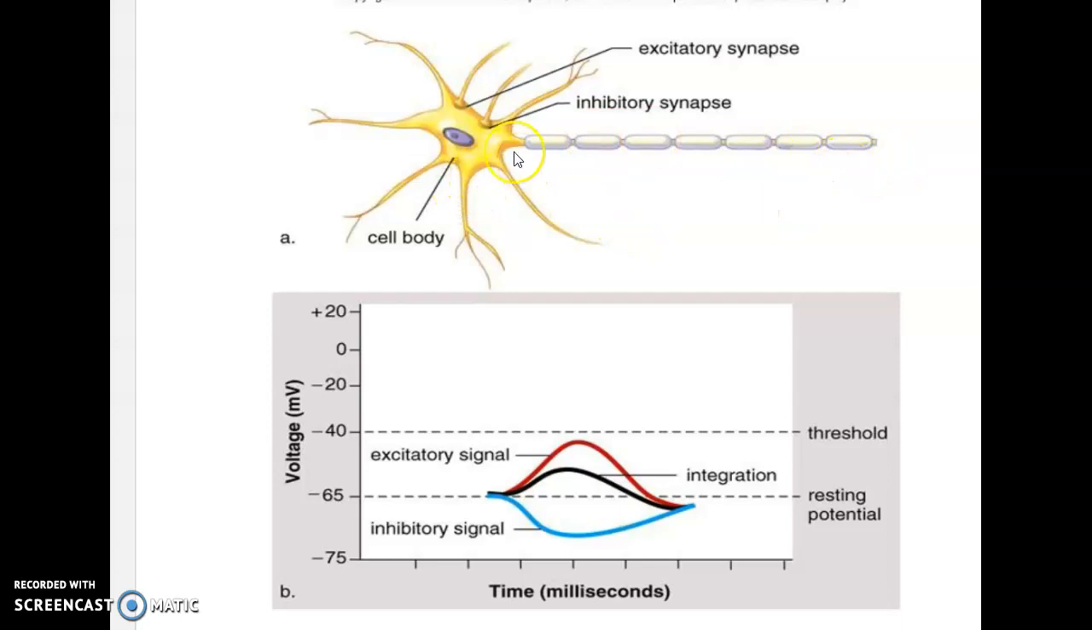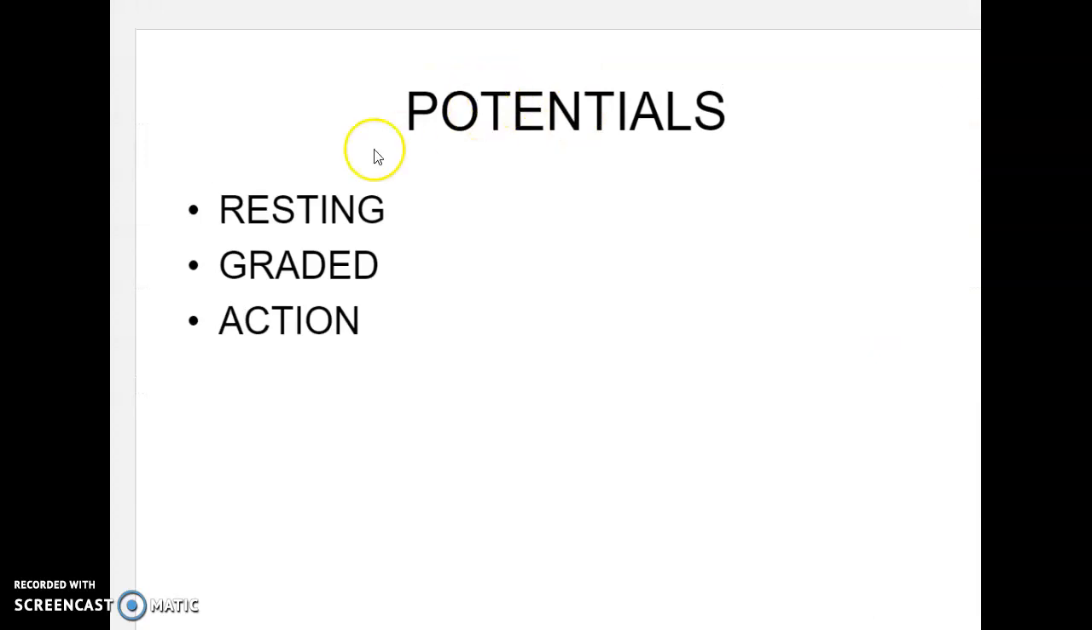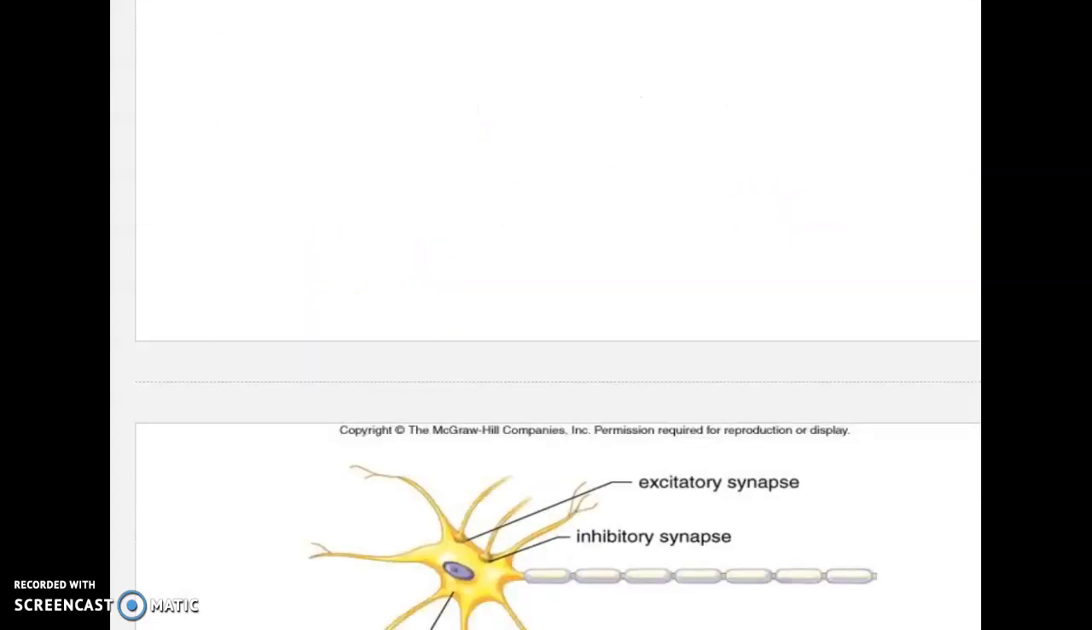Okay, now what is it that causes me to reach threshold? Well, what we see here again in this chart, where I have an excitatory signal or inhibitory signal, the excitatory and the inhibitory signal is going to be what is produced by my graded potential, also called the synaptic potential.